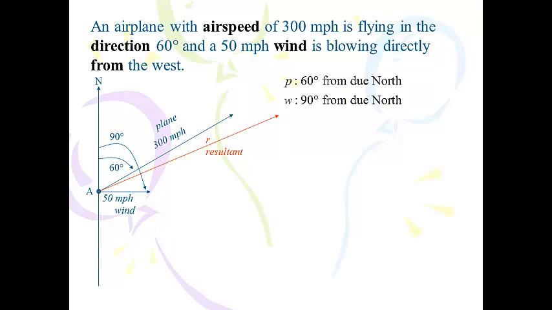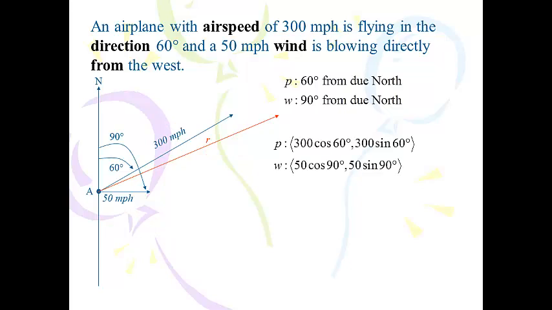And then we've got the wind down there in a blue line, and it's coming from the west at 90 degrees. And that's 90 degrees due north. And the resultant is somewhere in the middle. And we want to find the length, and we want to find the direction of the resultant from due north. So we know the angle is going to be somewhere between 60 and 90, and it's going to be some combination of the wind and the plane for that length, or that speed, the actual ground speed.